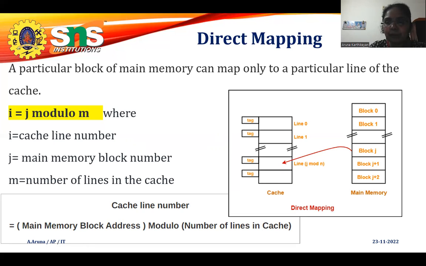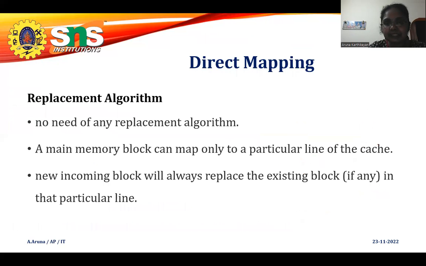Here we perform the mathematical operation called modulus. Modulus means we calculate the remainder. For example, for 3 modulo 10, the remainder is 3. So the particular requested block is mapped to cache line 3. This is the way direct mapping works.